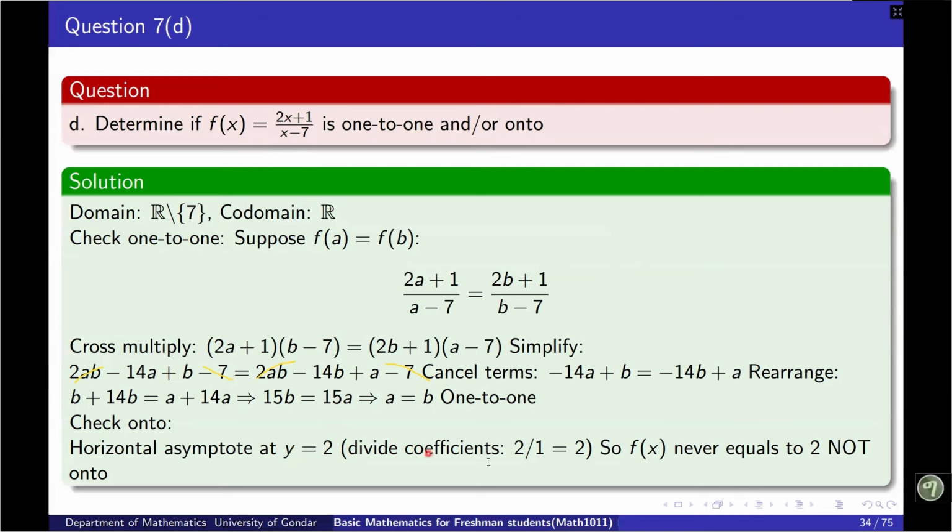So f of x never equals 2, because y is equal to 2 is a horizontal asymptote. The graph may approach it, but it never touches or intersects it. So there is 2, an element of the codomain, without any pre-image, so the function is not an onto function.